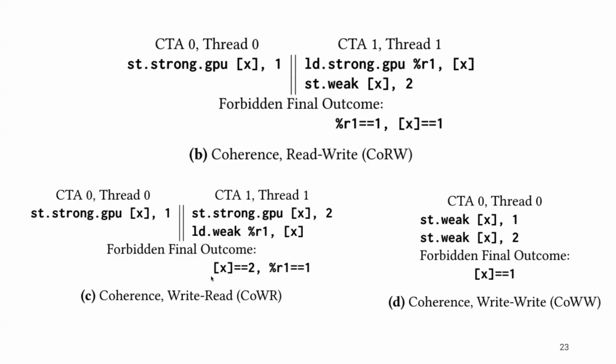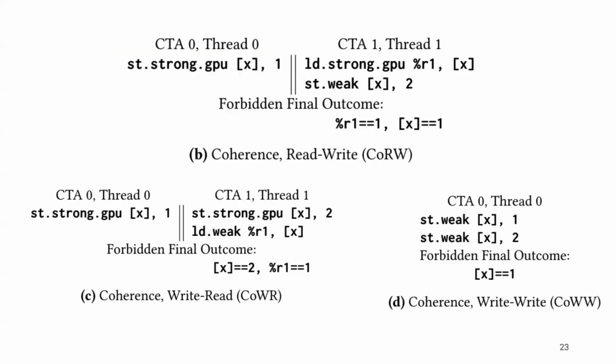Yeah. Thanks. And then write coherence. We have two stores, and the final outcome, X should be 1, obviously. So this is something that we definitely expect to happen.